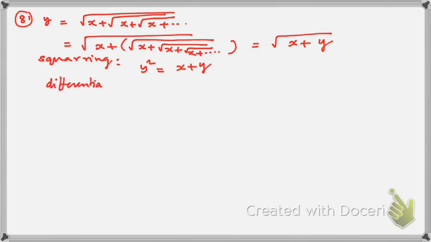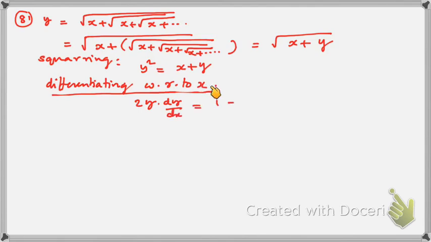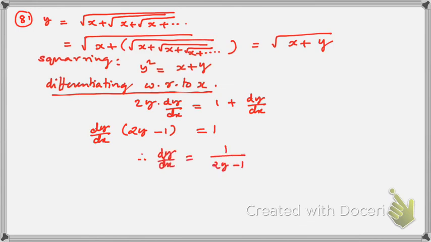And then we differentiate with respect to x because it is implicit. So differentiating with respect to x, y square becomes 2y into dy by dx is equal to x becomes 1 and y becomes dy by dx. Collect the dy by dx terms, so dy by dx into 2y, and I brought dy by dx to the left side, so it is minus dy by dx, and dy by dx is common, so 2y minus 1. So I collected the two dy by dx terms together on the left side is equal to 1. Therefore dy by dx is equal to 1 by 2y minus 1.